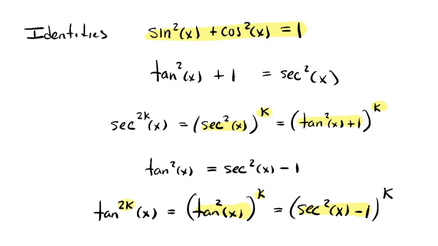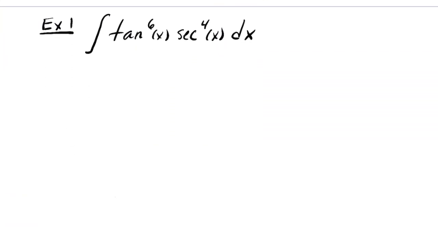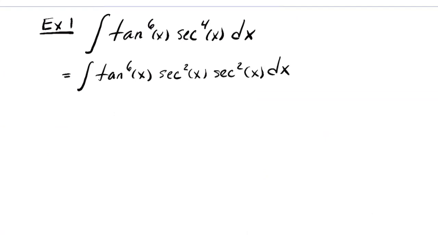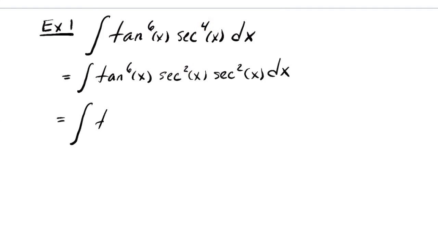Just like in the previous lecture, I'm going to illustrate with some examples, and then we'll summarize what kind of strategies we have here. So here I'm looking at tangent to the 6th times secant to the 4th. Let me show you how I want to handle that integral. I'm going to take the secant to the 4th and split off a secant squared. That leaves me another secant squared, and I'm going to replace the secant squared in the middle factor with tangent squared plus 1, using that identity.